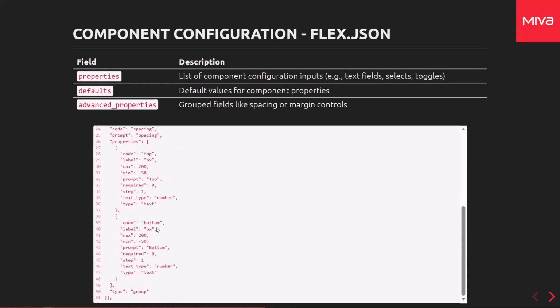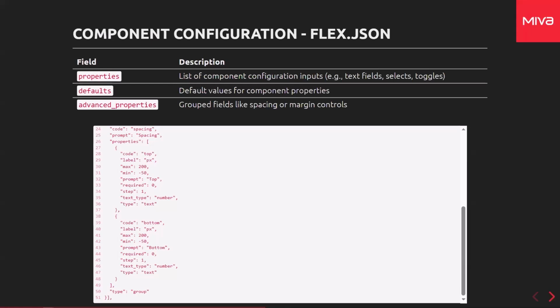And finally, you have the advanced properties, which accept all the same values as the properties setting. They just display in the advanced tab within Page Builder. It is mainly used for controls that may not need to be used that much. This example is something that is in all of our components.